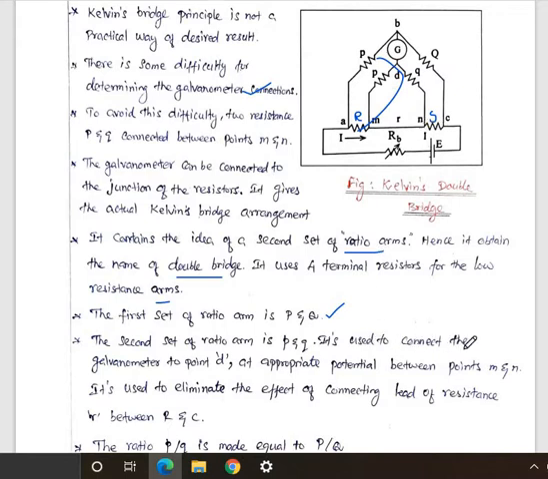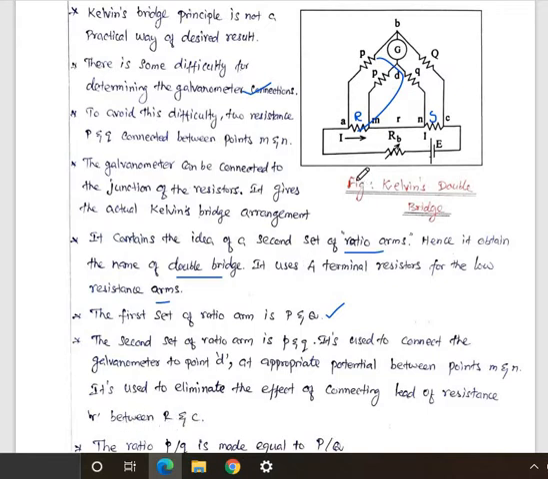The galvanometer is connected at point D, in between B and D, at the appropriate potential between points M and N. So the galvanometer should be connected across the M and N points, that point is D, and it should be connected across B and D. It can be used to eliminate the effect of the connecting lead resistance R between R and C.